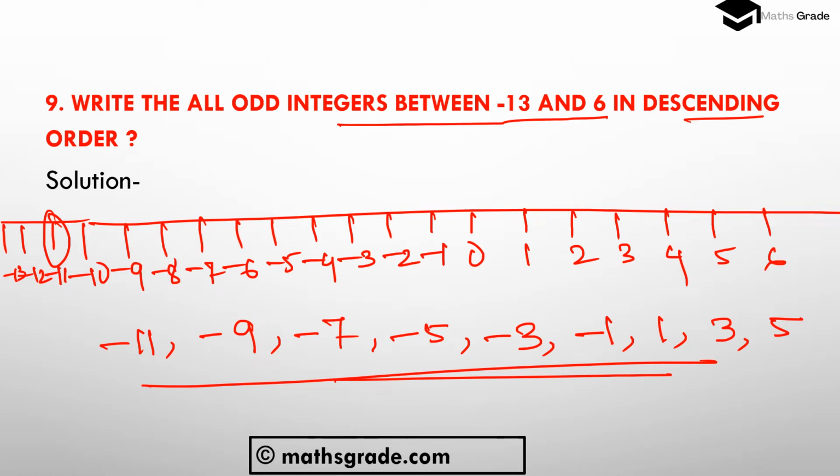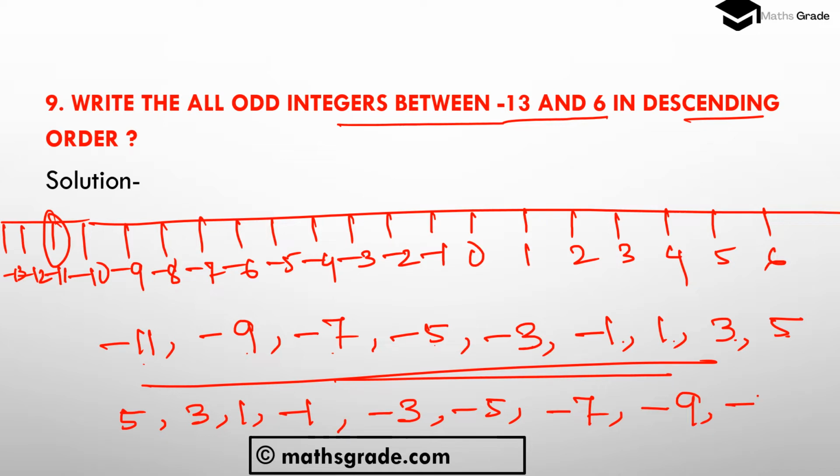And now write the odd integers in descending order. Descending means biggest to the smallest integer. The biggest integer is 5, then 3, 1, minus 1, minus 3, minus 5, minus 7, minus 9, minus 11. So the integers in descending order are 5, 3, 1, minus 1, minus 3, minus 5, minus 7, minus 9, minus 11.